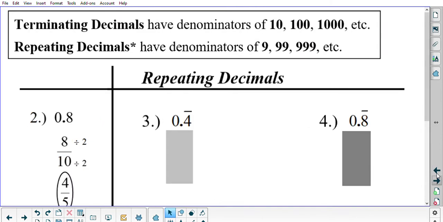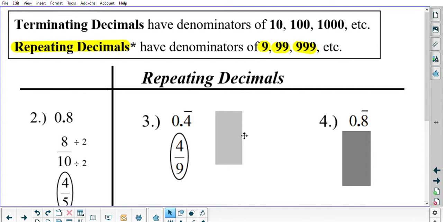All right, now it's time for the new part of this lesson. How do we write repeating decimals as fractions? We are now at the right side of the chart. As I explained early in this video, repeating decimals do not have denominators of 10 or 100 or 1,000. They're going to get denominators of 9 or 99 or 999 and so on. So here's what I mean. 0.4 repeating is not for tenths. It's not. It's for ninths.